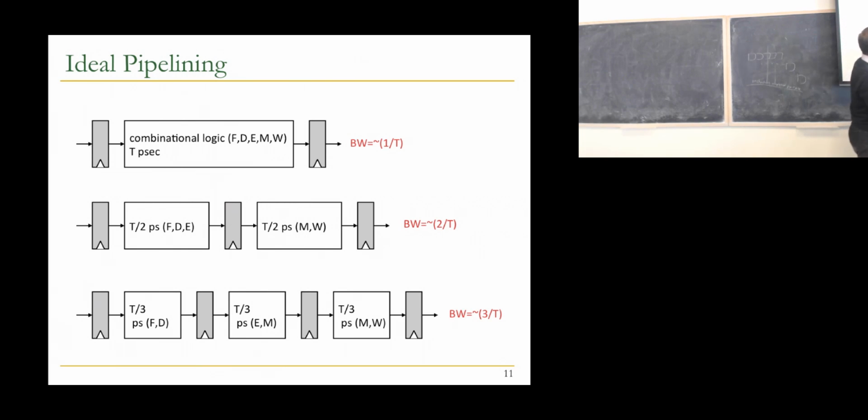Let's say fetch, decode, execute. Latch the result. In the next stage, you can do memory access, write back. T over 2 picoseconds, we would hope. If you could do that, you will double the throughput. It turns out it's tough to do.